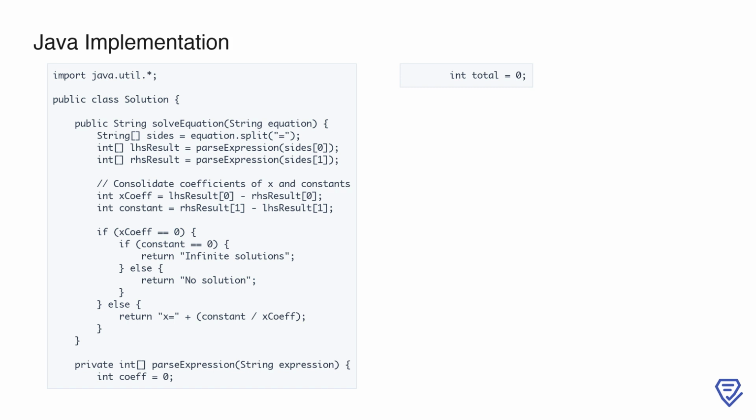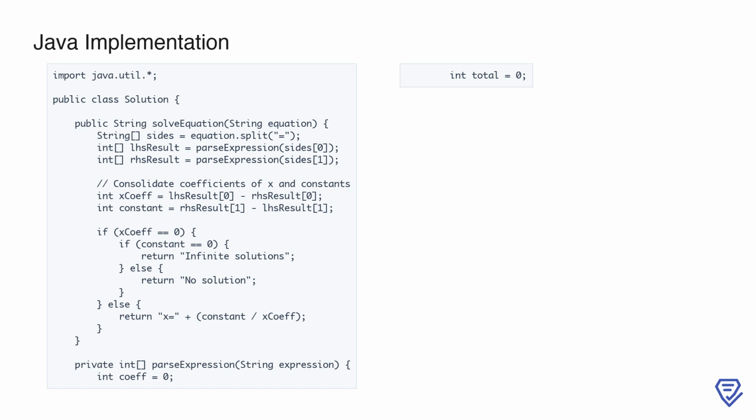The results from the left-hand and right-hand sides are stored in integer arrays, where the first element represents the coefficient of x and the second element represents the constant term. Next, we calculate the overall coefficient of x by subtracting the right-hand side's coefficient from the left-hand side's coefficient, and similarly, the overall constant is calculated by subtracting the left-hand side constant from the right-hand side constant. Based on these values, we handle three possible cases.